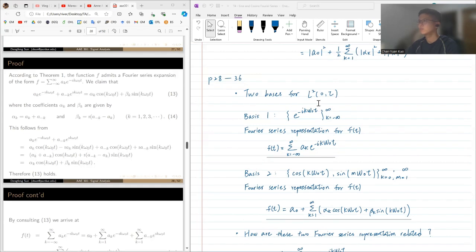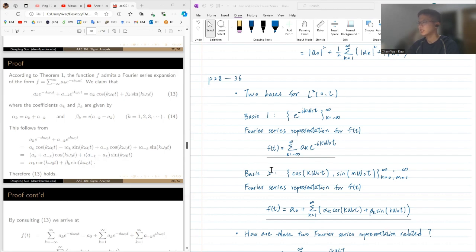Now we have learned two bases for the Lebesgue space, and let's see how these two bases are related to each other. The first basis is a set of exponential functions. And the Fourier series representation for any function f in the Lebesgue space using this basis is given here. So f of t is equal to the summation of a k times e to the negative i k omega naught t, and k is from negative infinity to infinity.